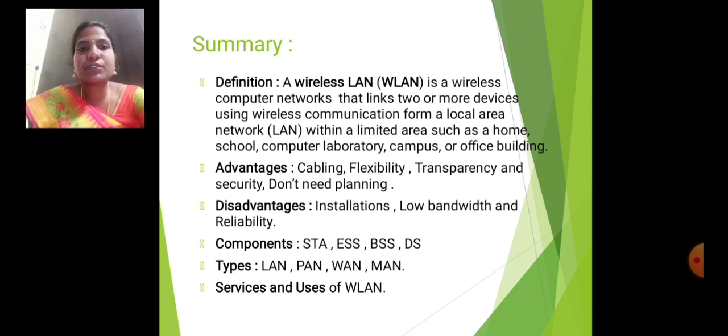A summary of this video, we saw the definition: a wireless LAN is a network which supports two or more devices using wireless communication and forming a LAN within a limited area that supports home, school, computer laboratories, campus, etc. The advantages we are getting are cabling, flexibility, transparency and security, and also it does not require any planning. Disadvantages, installation, low bandwidth and reliability. The components we are using are STA, ESS, BSS and DS. Types, LAN, PAN, WAN, MAN. And finally, we saw the services and uses of WLAN.